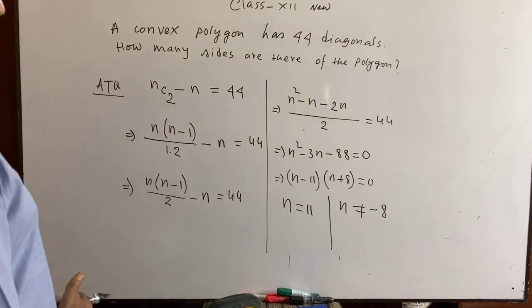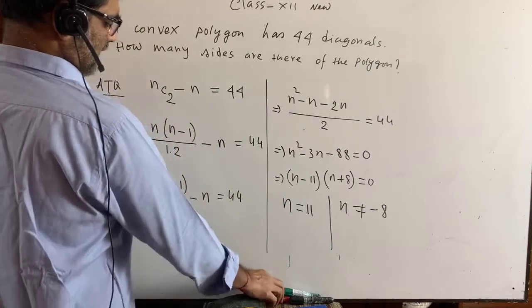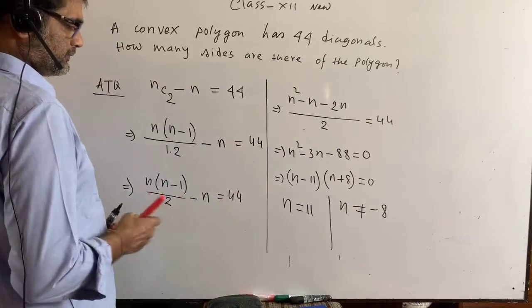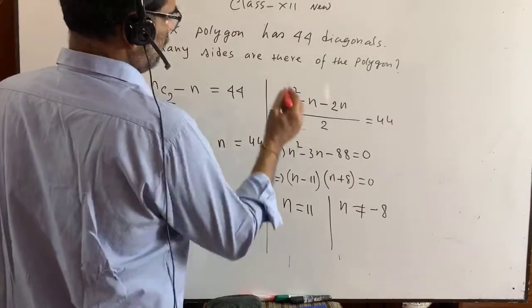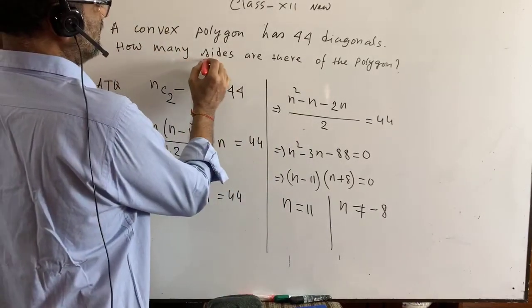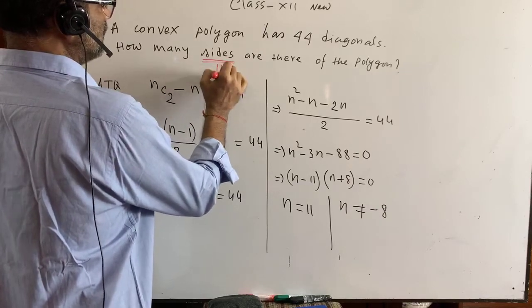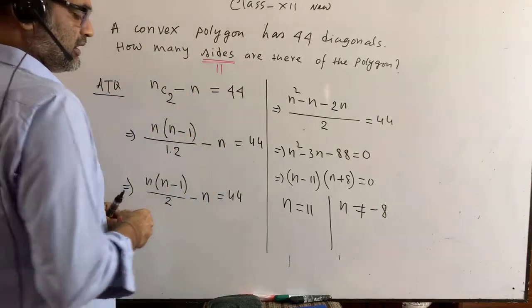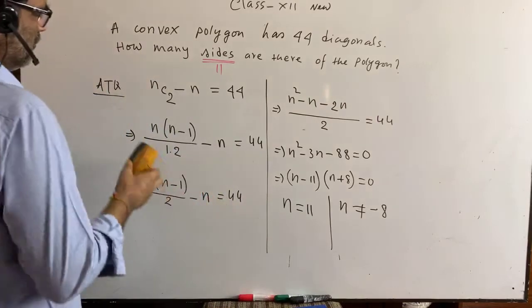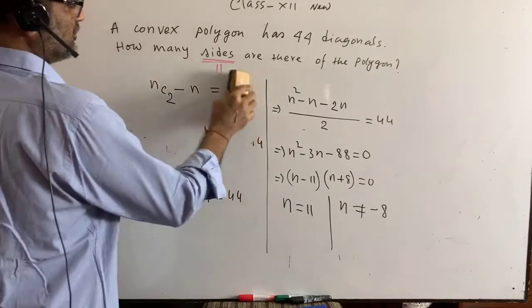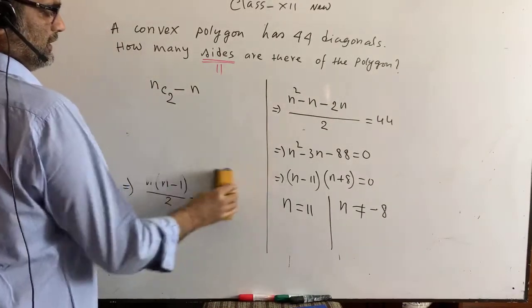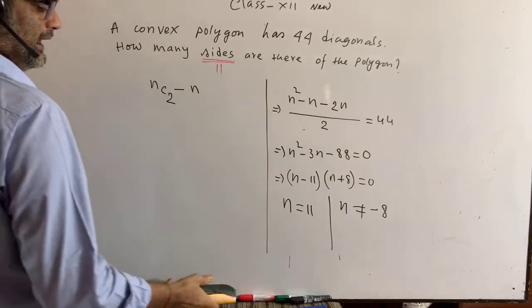Okay, now our math is done. Actually we have found the number of sides. So how many sides are there? There are 11 sides. So we have got our answer. Now let's verify that we are right or wrong.